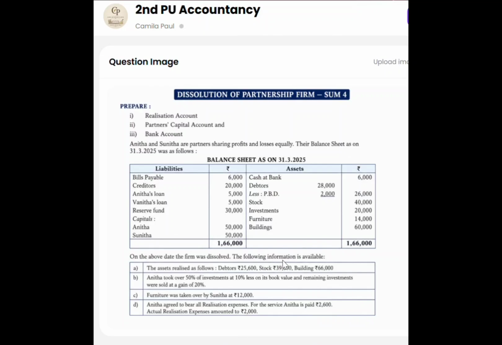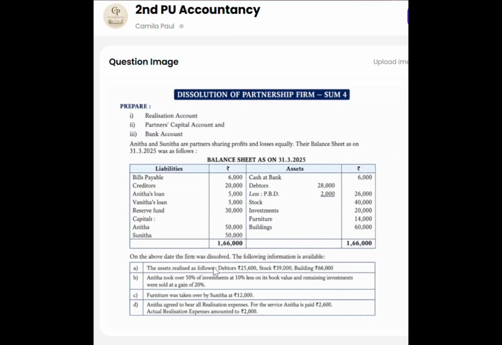The following information is given to us. First, the assets realized are as follows. Debtors are realized at 25,600, stock is realized at 39,000, buildings are realized at 66,000. So they have given us how the assets are being realized. Next, Anita took over 50% of the investment. Out of the assets given, they have mentioned debtors, stock and buildings are realized.